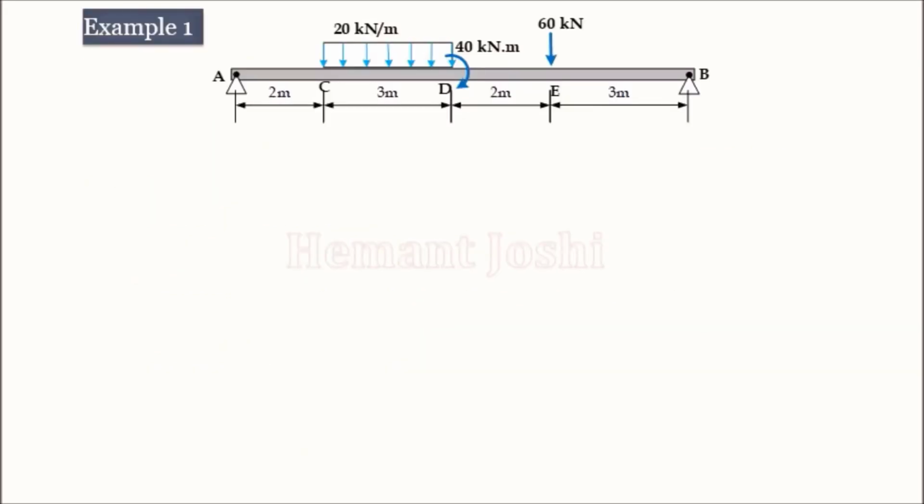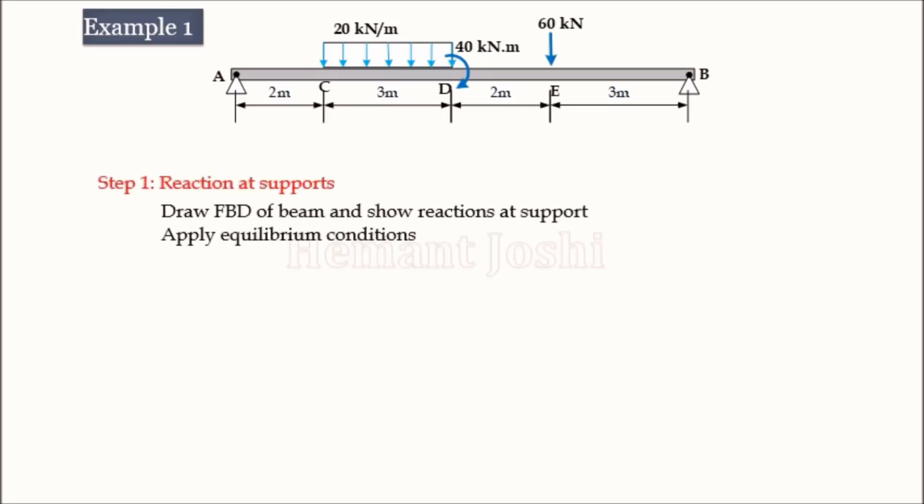Here is the first problem we are going to solve. Observe that there is a beam AB supported at A and B and carrying a UDL of 20 kN per meter. One couple is acting at D, and one point load is acting at E. So let us move to the first step, finding the support reactions. The beam is there and reactions are shown as RA and RB, and let us apply equilibrium conditions.